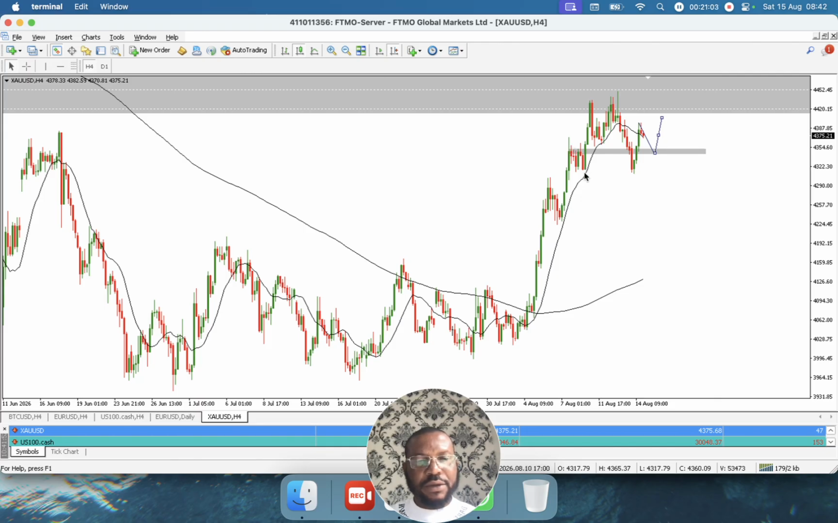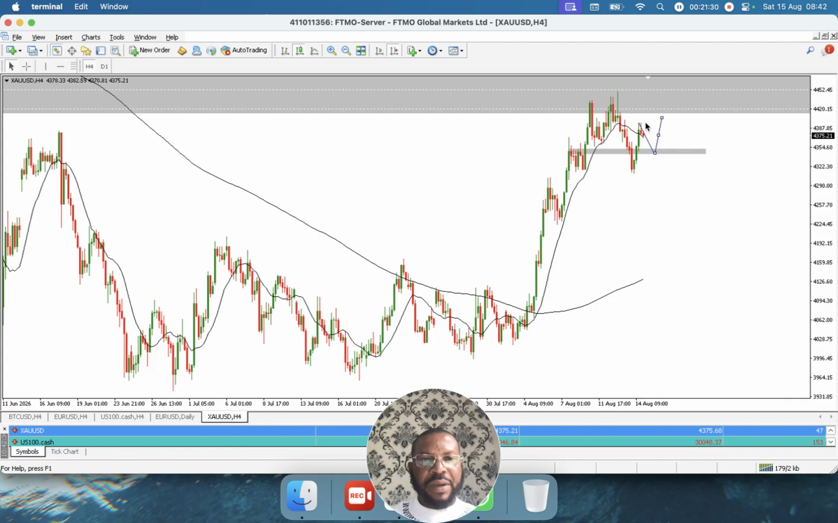Sellers came in, the buyers overpowered them again and created a higher high. Now the sellers came in, and the buyers cannot create a higher high. I'll be looking at what's going on here. Then I see that the sellers came in and broke below this support of the buyers. The sellers broke and closed below the support of the buyers.